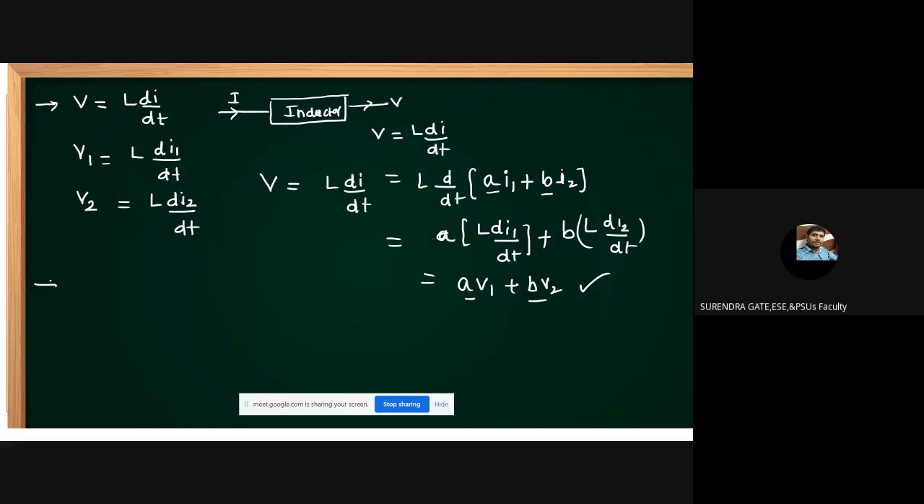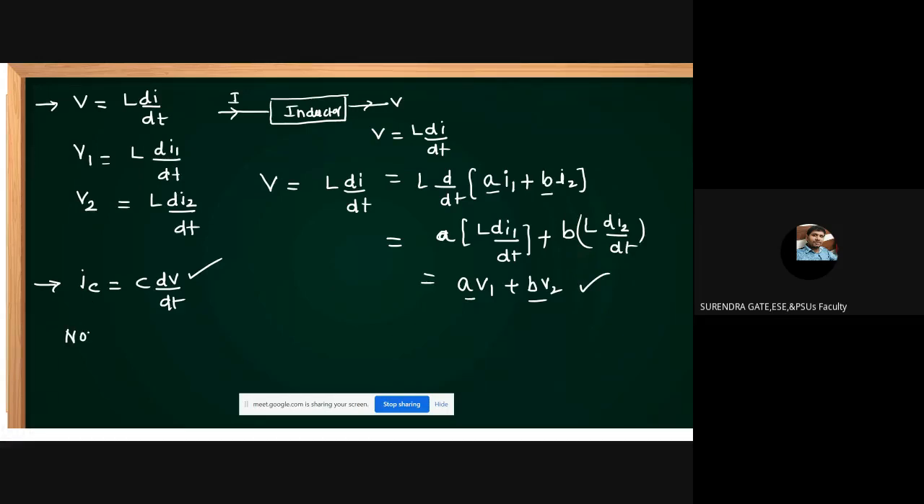Even we can also prove this one: IC equal to C into dV by dt. Please try this one. But without solving also, directly we can write that it is linear. Why? Because the differentiators and integrators are linear operators. Hence, it is a linear element. Like that also you can write.